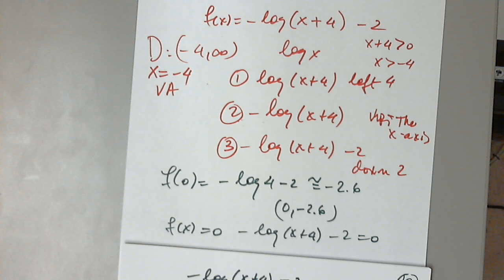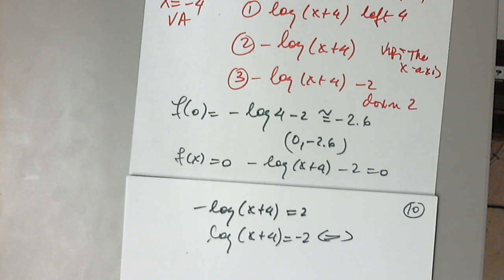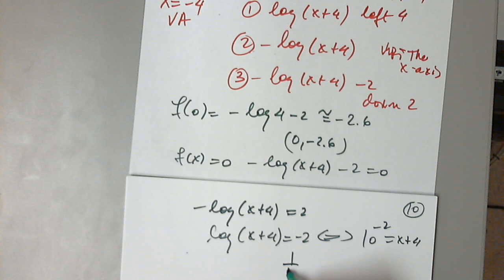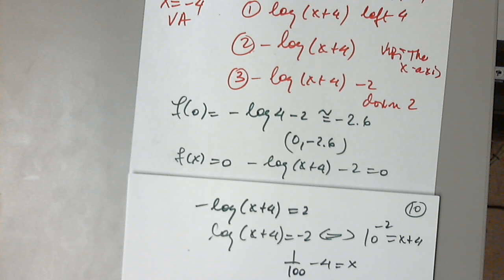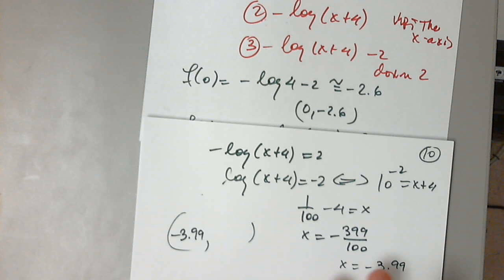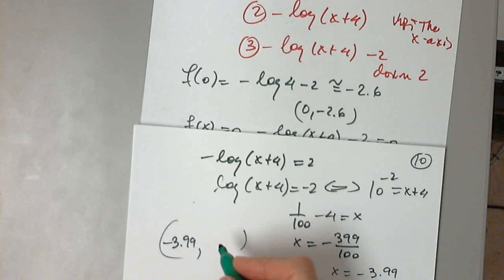So then this changes into an exponential equation. How do I change this into an exponential equation? 10 raised to negative 2 equals? That's it. Awesome. So 10 to negative 2 equals x plus 4, or 1 over 100 minus 4 equals x, or x equals minus 399 over 100. So that is negative 3.99. So the point will be negative 3.99 comma, of course, because we know that x equals negative 4 is a vertical asymptote, comma 0. Okay, perfect. We have everything now.